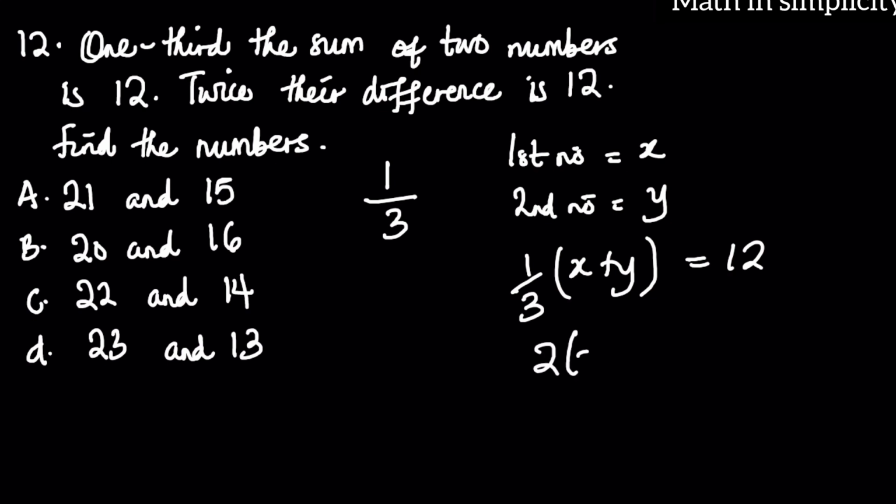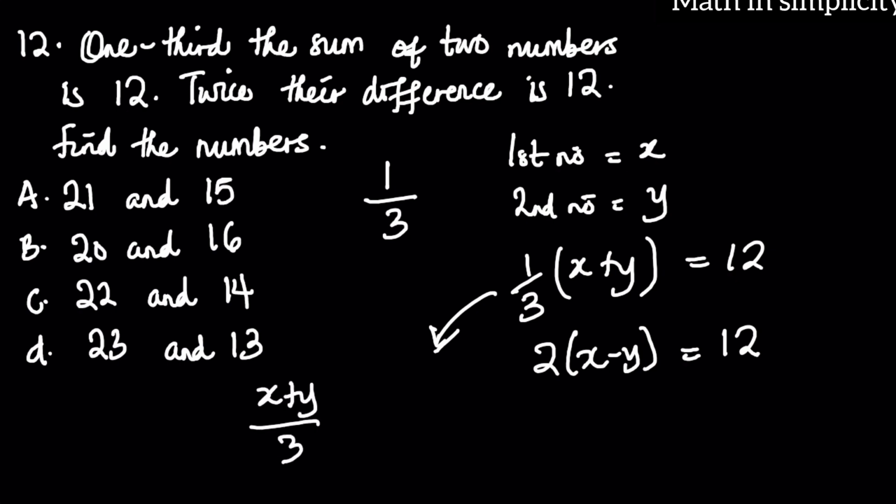So twice means 2 times the difference, x minus y, is also equal to 12. Find the two numbers. So basically we're looking for x and y. Let's simplify the first one. Simplifying this, if we multiply through, we have x plus y over 3. The numerator just multiplied everything. 1 times x is x, 1 times y is y, then divided by 3 is equal to 12.